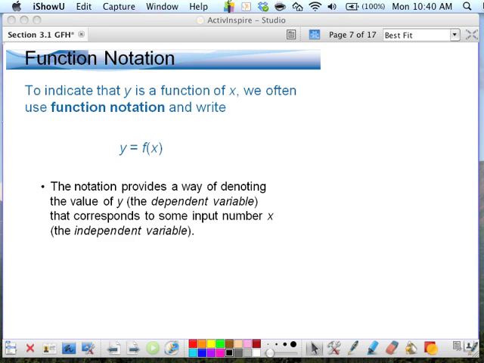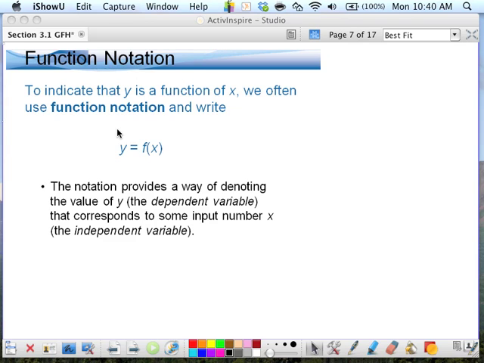Now I want to talk about function notation. Function notation is just a special notation we can use to indicate that something is a function. You don't even have to think about it. You don't have to wonder about it. We guarantee you it's a function. And all we do in function notation is we replace the y variable with f parentheses of x.